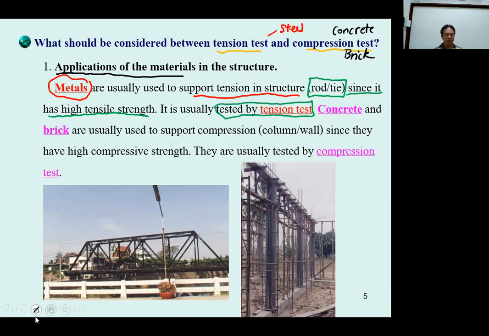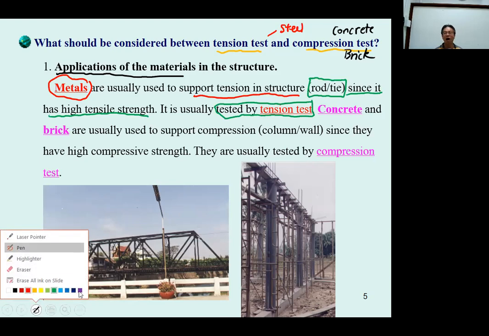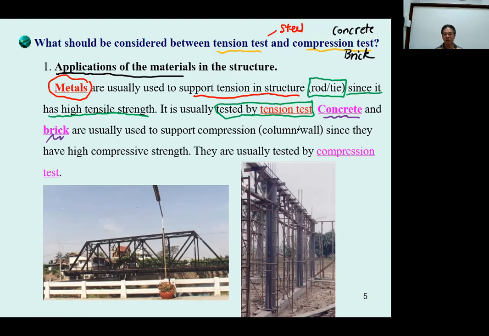But when we move to concrete and brick, we usually use concrete in structural members such as the column. We also use brick in the walls of the structure. Most of the time, concrete and brick are subjected to compression, because they have high compressive strength. That's why concrete and brick are tested by the compression test. So the first consideration is the application of the material.